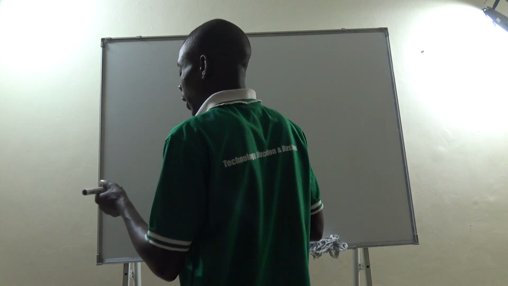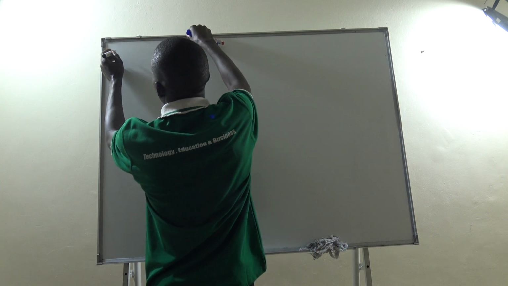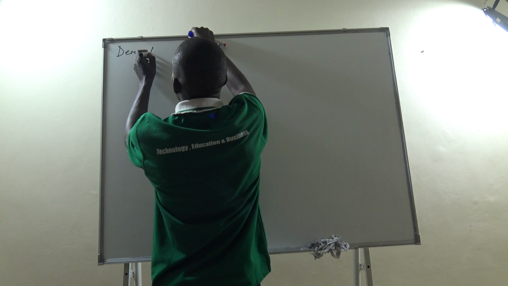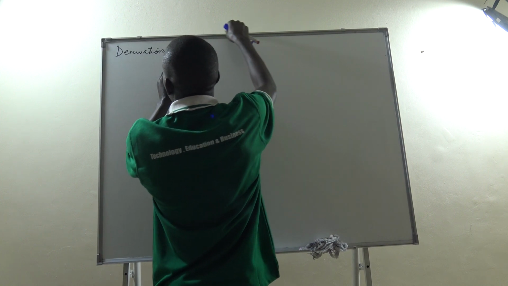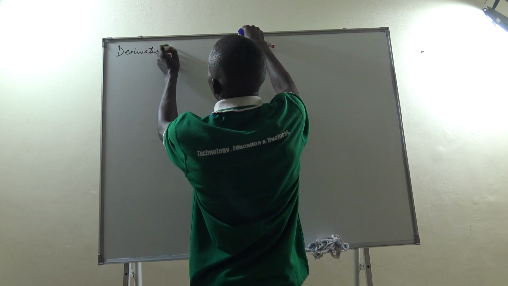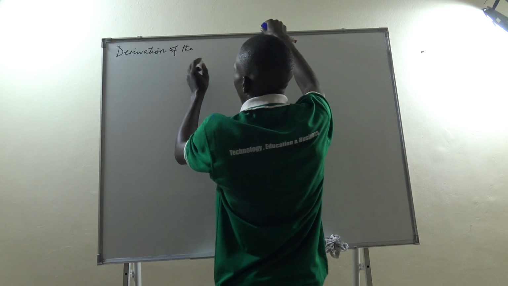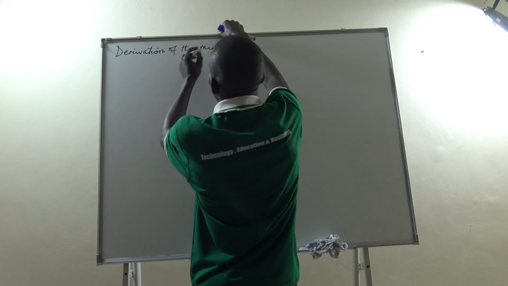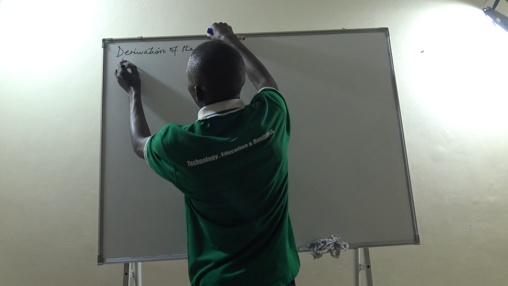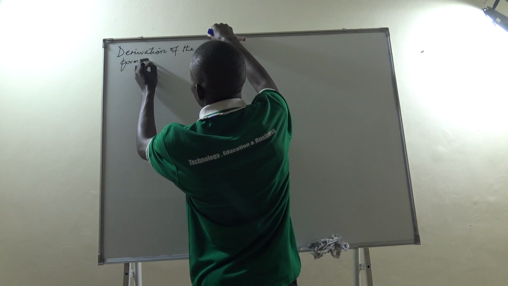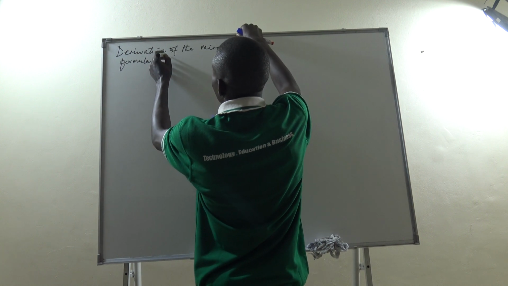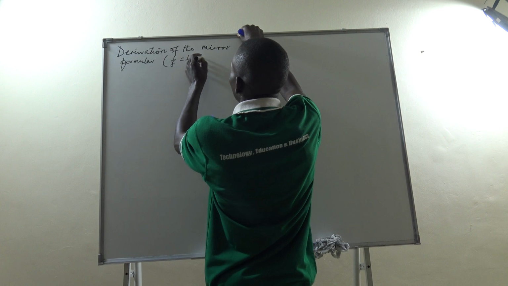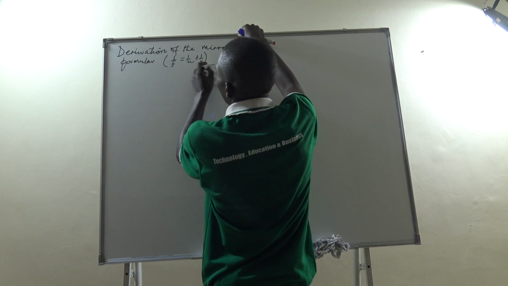So let's look at the derivation of the mirror formula, in bracket 1 out of f equaling to 1 out of u plus 1 out of v.